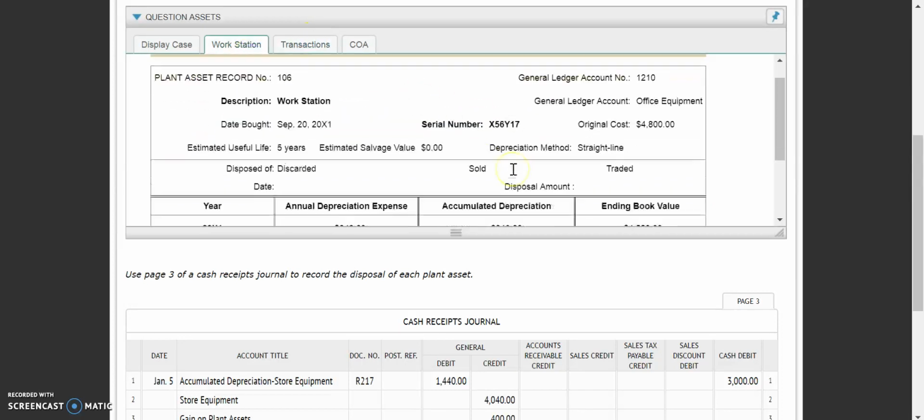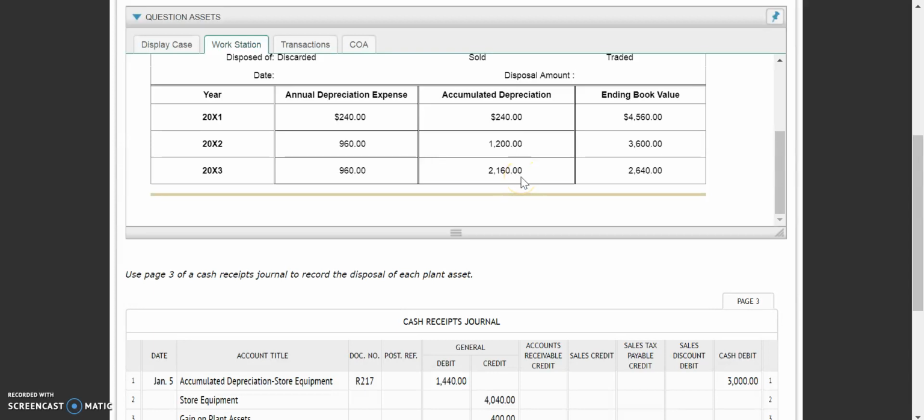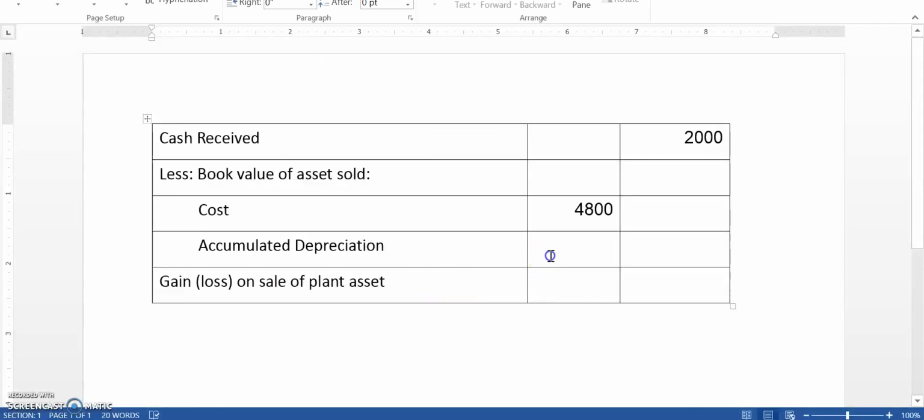So we have to remember to take this accumulated depreciation of $2,160, so 2,160 plus our $560, which is going to give us a total accumulated depreciation. When you do that, we'll select everything of $2,720. When you do that, then you see that your book value is actually $20,080, which means that we have a loss on the sale of this workstation of $80. So we're going to have to record that loss.